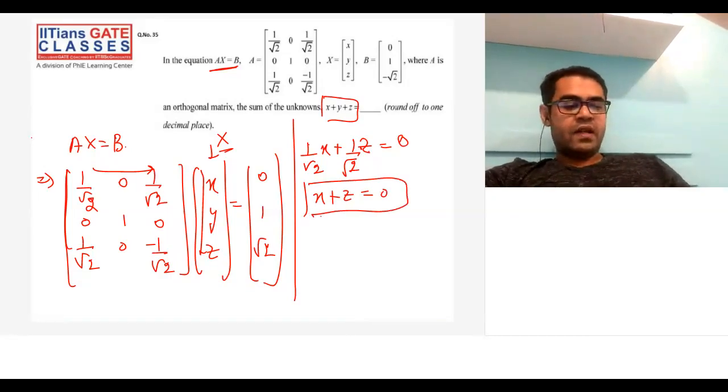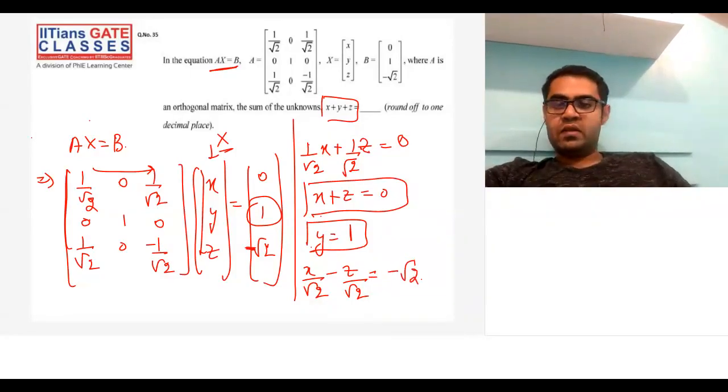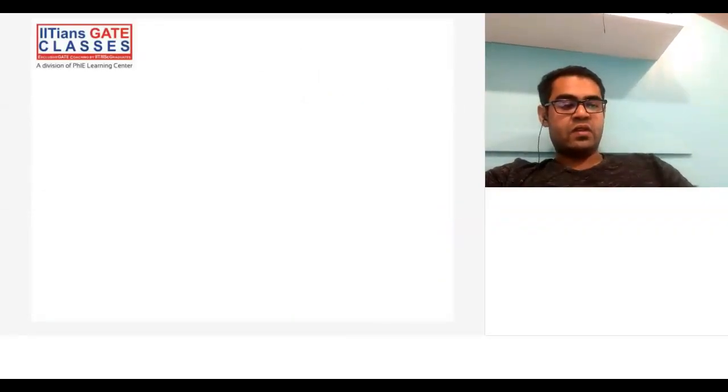In the second equation you see 0x plus 1y plus 0z. That means y is nothing but this guy. So y is nothing but 1. So easy. Now the third thing is x by root 2 plus 0 times y, which is 0, minus z by root 2 is equal to what? This is a minus sign, so this will be a minus root 2. Correct? This will be minus root 2. Here we have a minus sign. All right, so from here I'll just write the equations on the next page again.